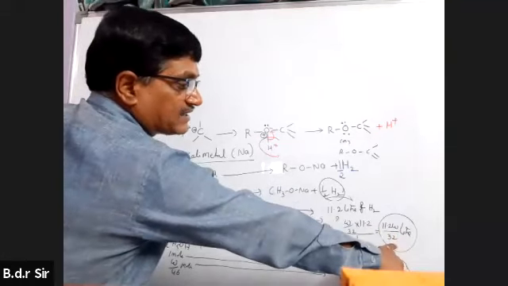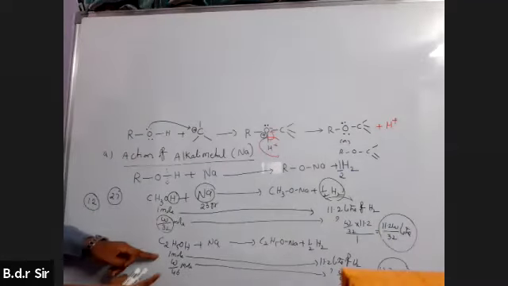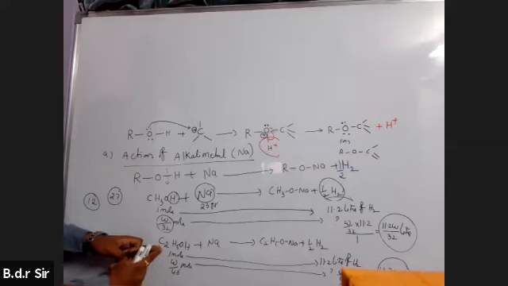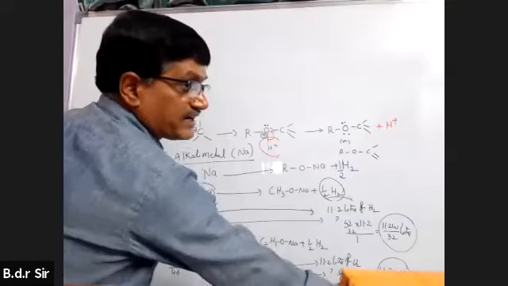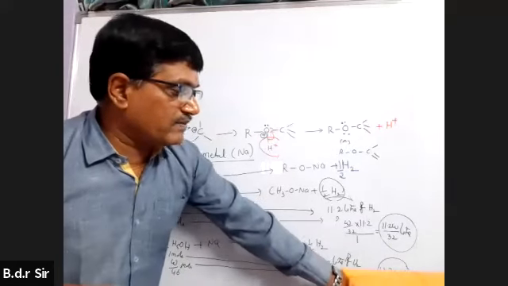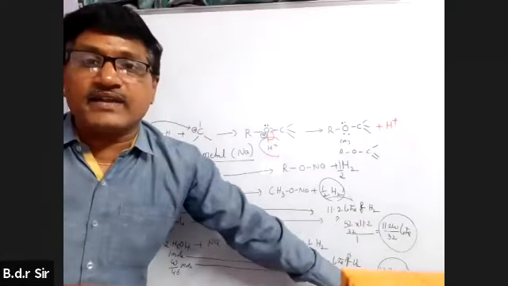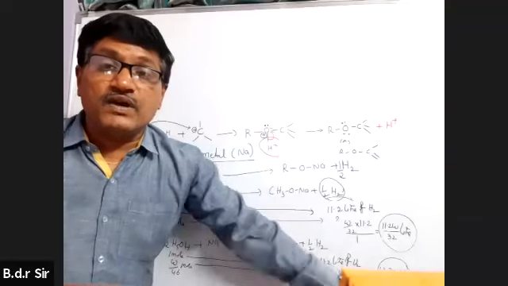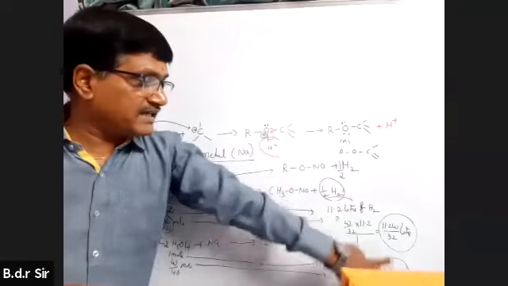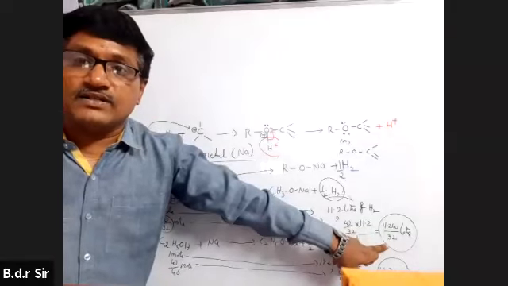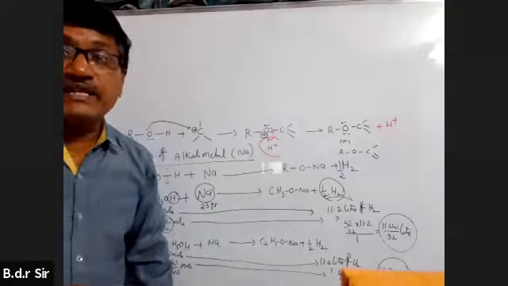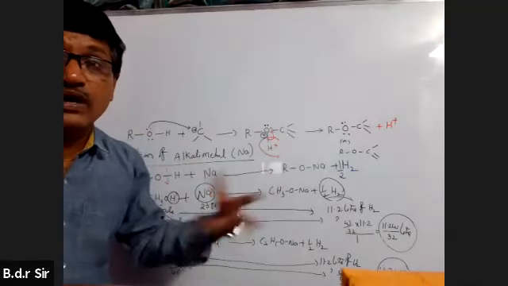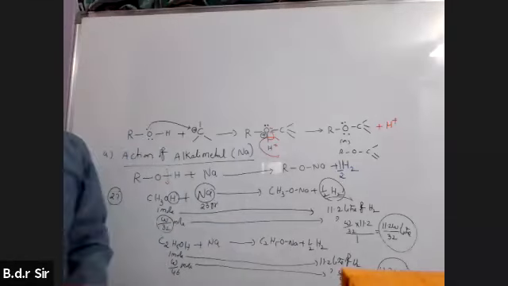How much volume of hydrogen gas do they liberate? 11.2 W by 32 liters. In the case of ethanol, W by 46, since the molecular weight of ethyl alcohol is 46. W by 46 moles gives 11.2 W by 46 liters of hydrogen gas. Here the denominator value is more, so the volume of hydrogen is less. For methanol the denominator value is less, so the volume of hydrogen is more. So the answer: methanol liberates more volume of hydrogen gas.